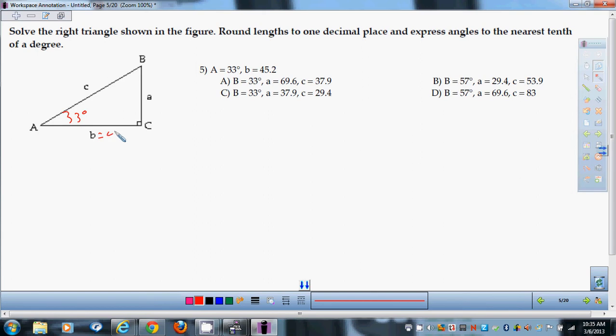So, first, what's the easiest piece to find? Yes, but what I was meaning was, look, we have to solve for everything. Of the two sides and missing angle, what's the easiest piece to find? The other angle. Yeah, just subtract. What would it be, Diana?